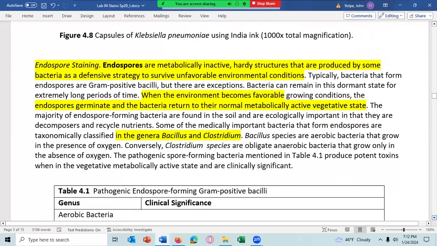All right, another special stain is the endospore stain. It specifically stains endospores. Endospores are metabolically inactive, hardy structures that allow the cell to survive unfavorable environmental conditions. Endospores are only made by a few bacteria. Most of the bacteria that make endospores are in the genus Bacillus or the genus Clostridium. When the environment becomes favorable, the cells will then germinate out of the endospore and go through cellular reproduction and metabolism.